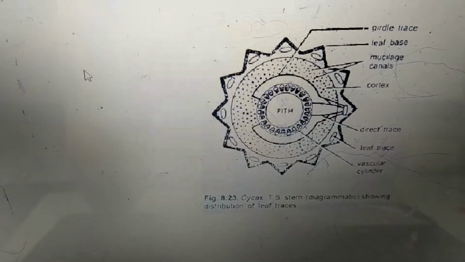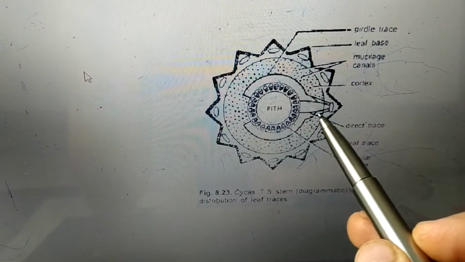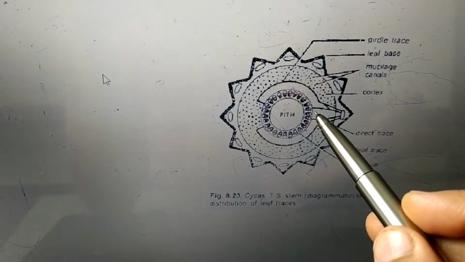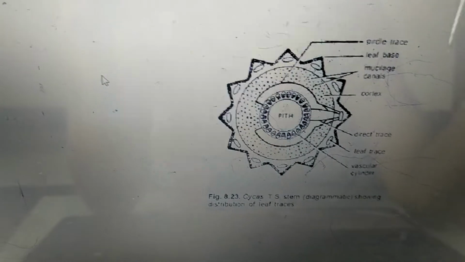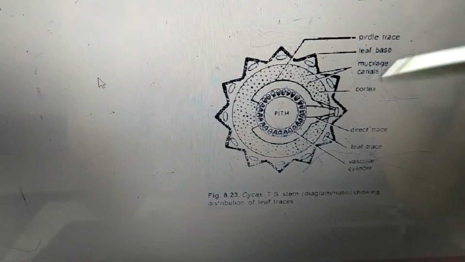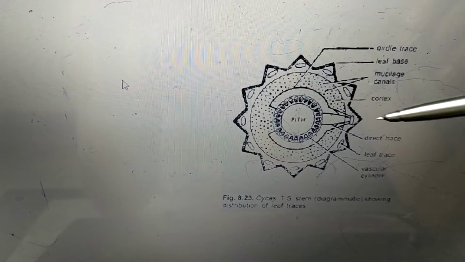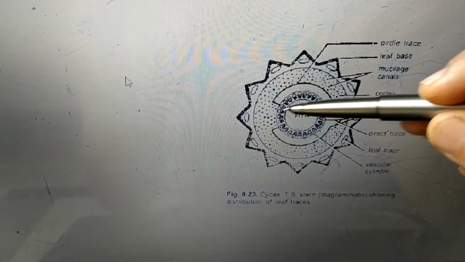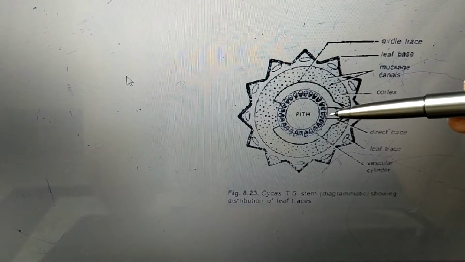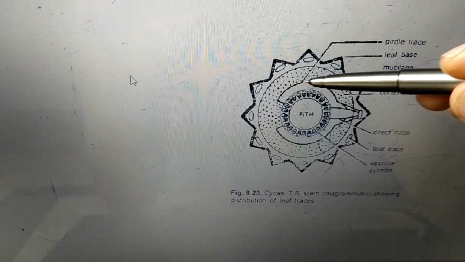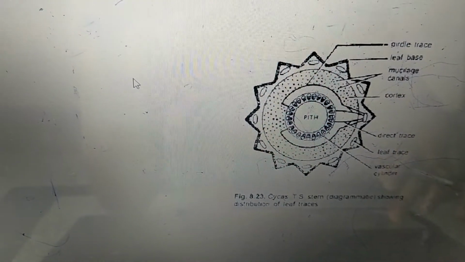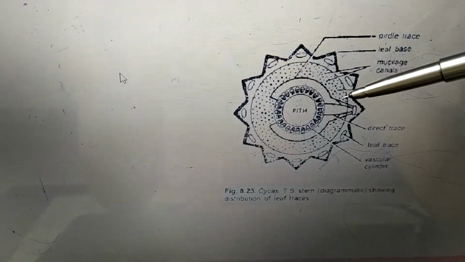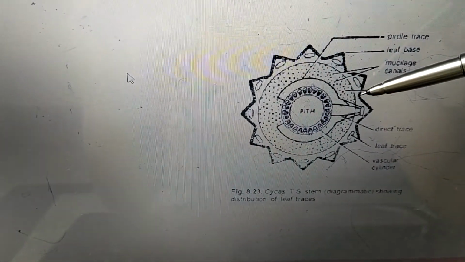Now this direct trace is going to originate from the vascular cylinder. This is the vascular cylinder. From it, what originates is the leaf trace. Another, the girdle trace, is going to arise from the same vascular cylinder, but opposite to the direct one. This is direct, and opposite to this one is the girdle trace. So the direct trace originates from the vascular cylinder, right?